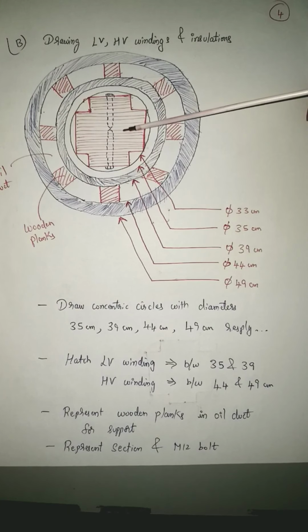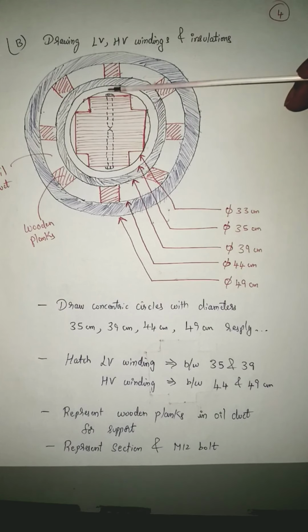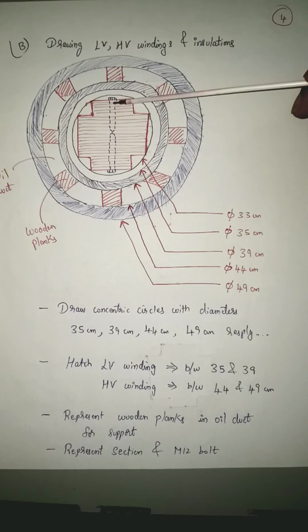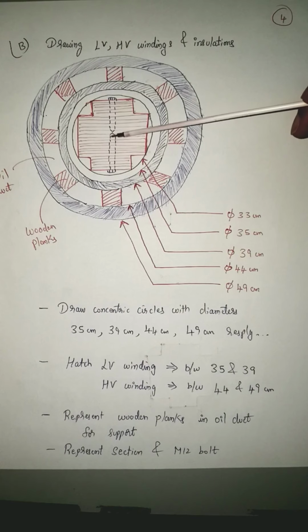So this is being done. And the last part is the M12 bolt. We are representing the M12 bolt here. One bolt from this side, another bolt from this side. To hold all these laminations together, you need bolts from both the sides.